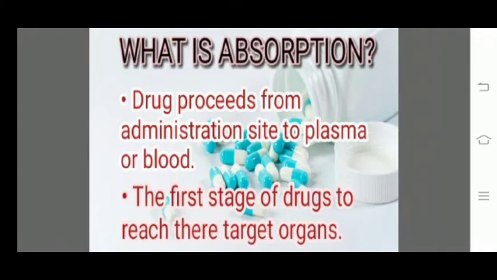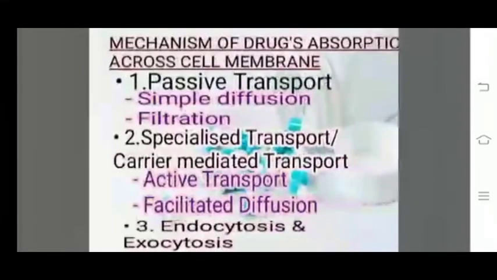Now, the mechanism of drugs absorption across cell membrane. It is mainly 3 types: passive transport, specialized transport or carrier-mediated transport, and the third one is endocytosis and exocytosis. Passive transport is also divided into two types: simple diffusion and filtration, and carrier-mediated transport is also divided into 2 types: active transport and facilitated diffusion.